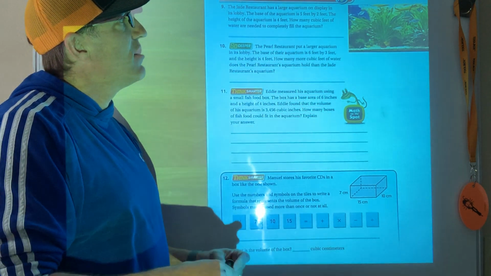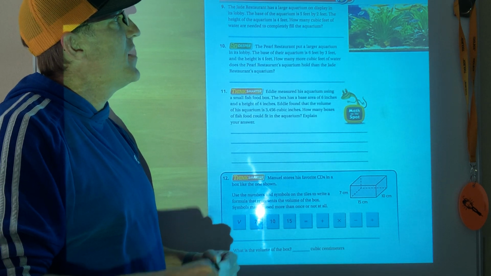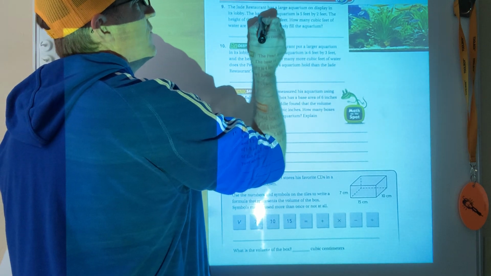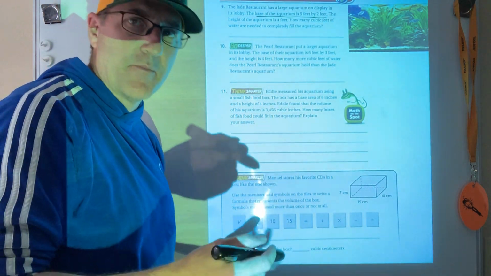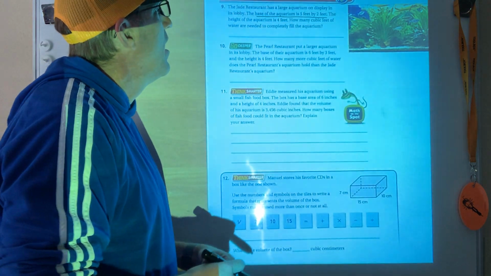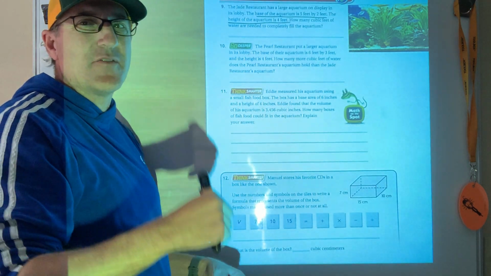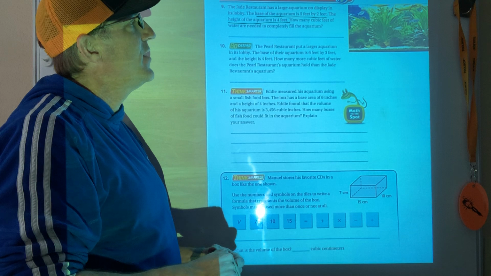The Jade Restaurant has a large aquarium on display in its lobby. Yay, I love those things. The base of the aquarium is 5 feet by 2 feet. Length times width, right? That's the base area. The height of the aquarium is 4 feet. So that's my third dimension, so I know I'm going to have cubics. How many cubic feet of water are needed to completely fill the aquarium?